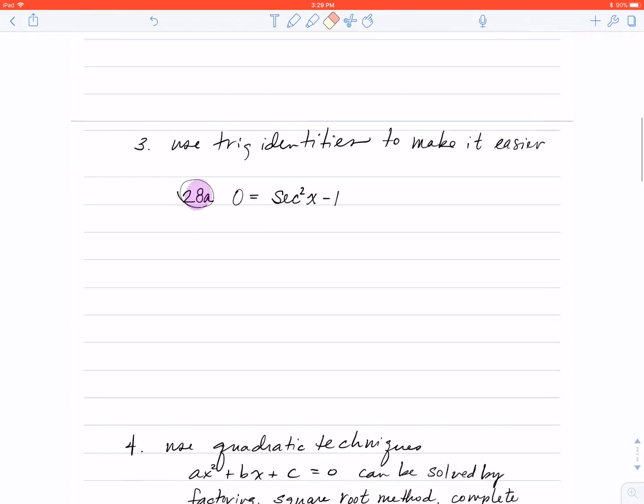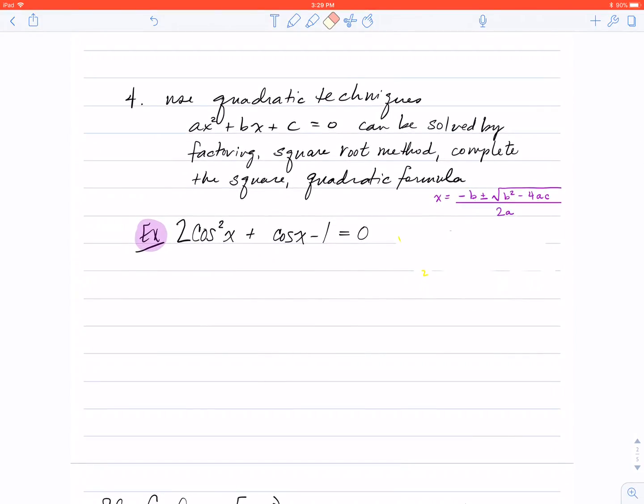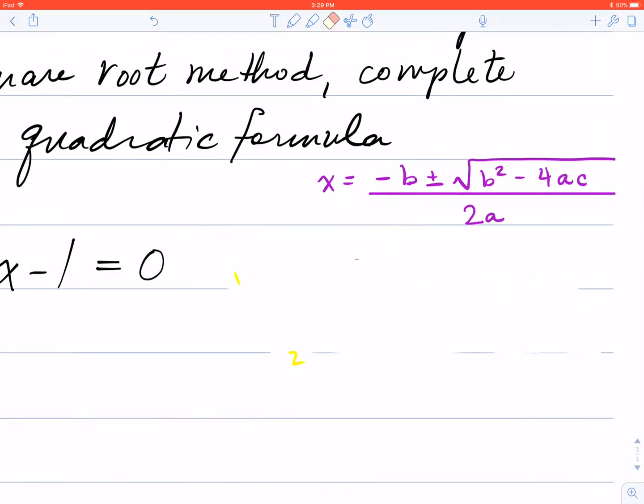The next example I'm going to skip over. We'll work on that one in class. And I want to go to number 4, where we can use quadratic techniques for solving. If you remember from college algebra in Math 110, you would solve quadratics in 4 different ways. You could solve by using factoring, also known as the zero product property. You could solve by using the completing the square method, or the quadratic formula. And I have reminded you here of what the quadratic formula is in case you forgot it.